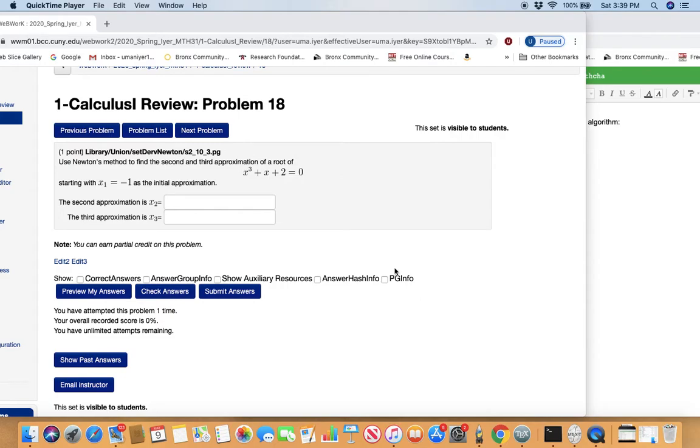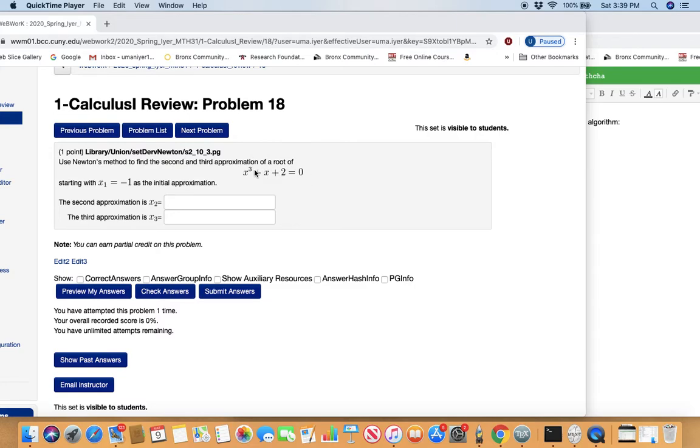Come back. Problem 18. Use Newton's method to find the second and third approximation of a root. Okay, Newton's method, or Newton-Raphson's method, is to be used when you have an expression equals 0. Make sure the right-hand side is 0. The point is to find a root of this equation, that is, find a solution of this equation.